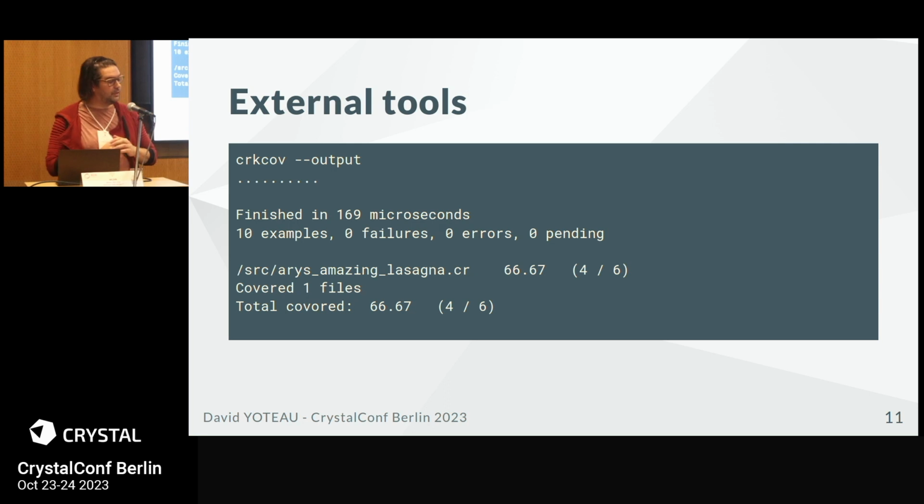Next, I use crystal-kcov binding instead of Crystal coverage. My problem with Kcov is that it's not very good at calculating coverage. In this example, the code is covered, I'm sure of it, but it prints 66% of coverage. No, it's not a very good tool.